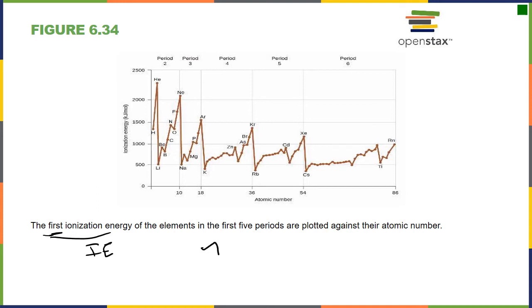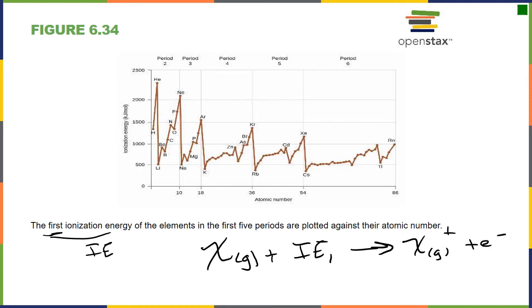So if you take your element, let's imagine our element is X. These are always done in the gas phase. And we put in our ionization energy, our first ionization energy. We are going to make the cation plus an electron. Now, the tighter the electrons are held, the larger the ionization energy.